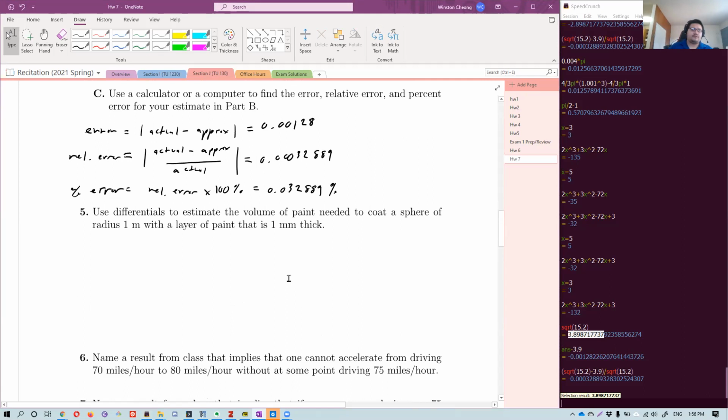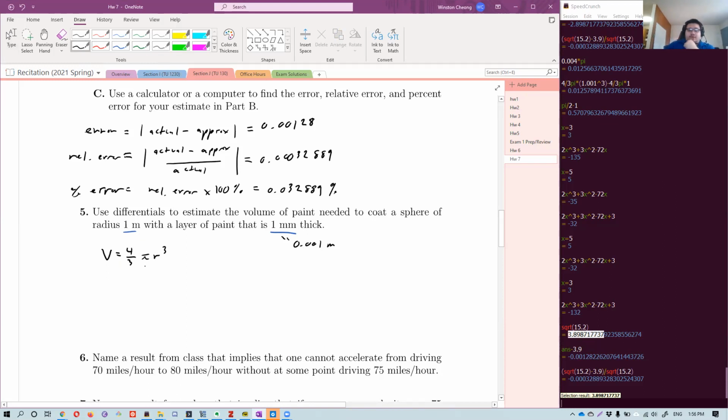So 5, we've got more differentials that we're working with. And this time we're coating a sphere, and before you do anything, you better notice this. These units are not the same. And so to do anything, you've got to convert this to 0.001 meters. Centimilli. Yeah. Okay. Right, we have a sphere. We may as well write the volume of the sphere formula, 4/3 pi r cubed.